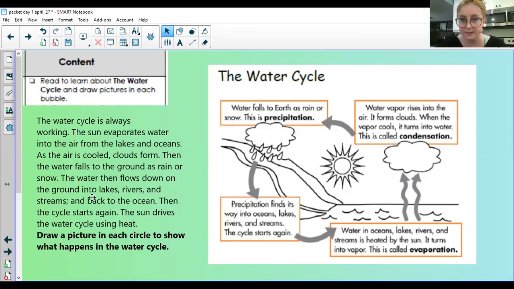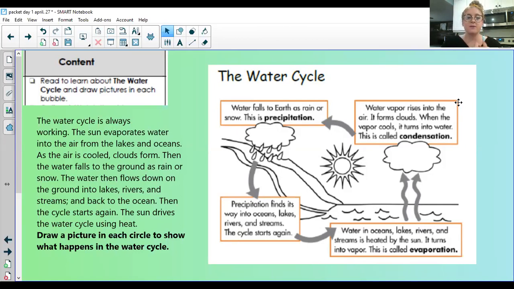Now, this picture shows you what it does. So we'll start here. Water in oceans, lakes, rivers, and streams is heated by the sun. It turns into vapor. This is called evaporation. So it's like when we talked about gases, vapor would be a gas. Then water vapor rises into the air. It forms clouds. When the vapor cools, it turns into water. This is called condensation. If I clap that out for syllables, condensation, that's 4, okay? Big multi-syllabic word to make sure you're breaking them down.